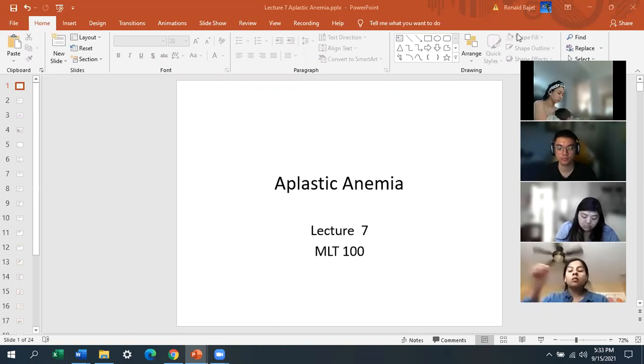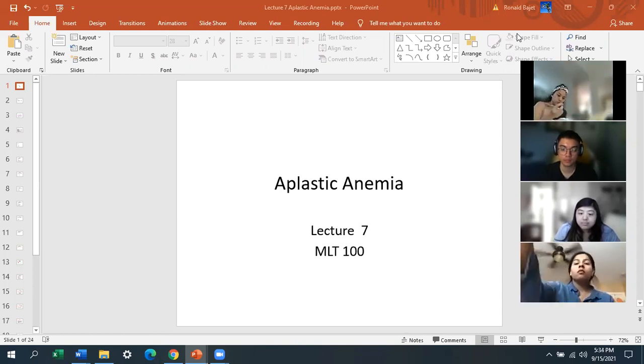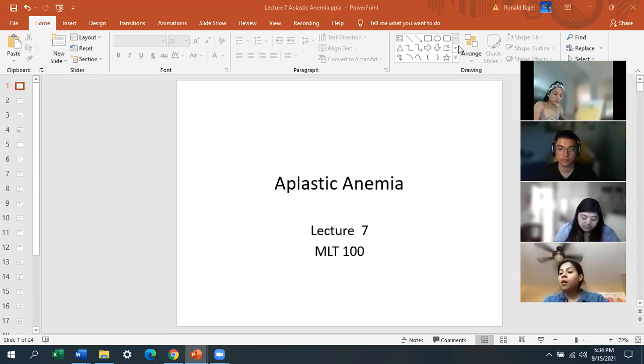Okay. The thing about aplastic anemia, that's where I say with aplastic anemia, the factory is shut down. Nothing is happening. You don't get any cells produced, no reds, whites, or platelets. Okay. So, and that's not a good thing. Aplastic anemia is not a good thing.